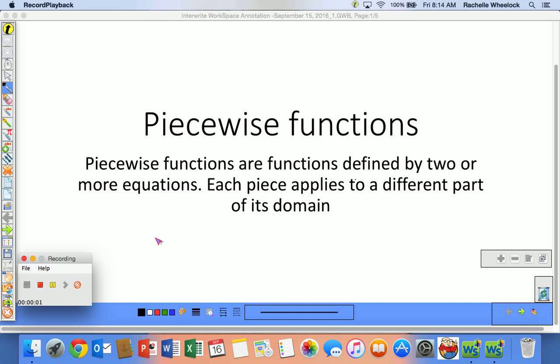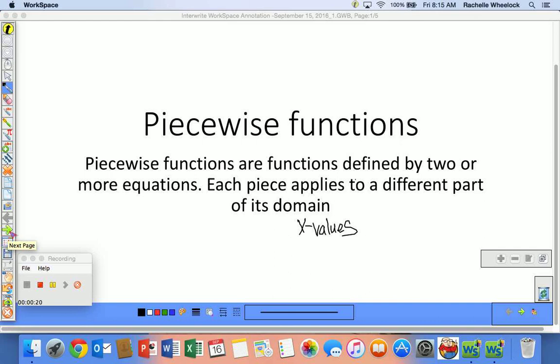We're looking at piecewise functions. Specifically, this video will deal with graphing them. Piecewise functions are functions defined by two or more equations. Each piece applies to a different part of its domain, and the domain are the x values that are being used.